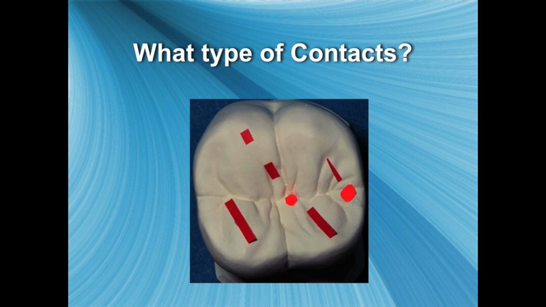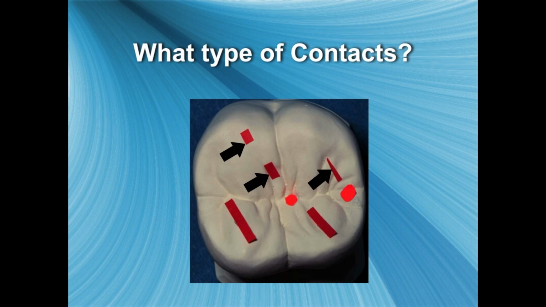Let's start by looking at the central fossas. You can see two orange-reddish dots. Those are our centric contacts. Contacts lower than the central fossa in this photo are working contacts. They are on non-functional cusps. They can't be on the functional cusp, so they can't be non-working contacts.